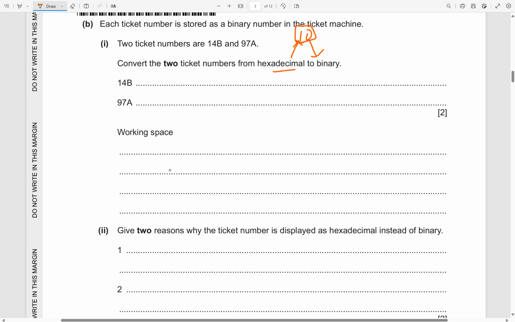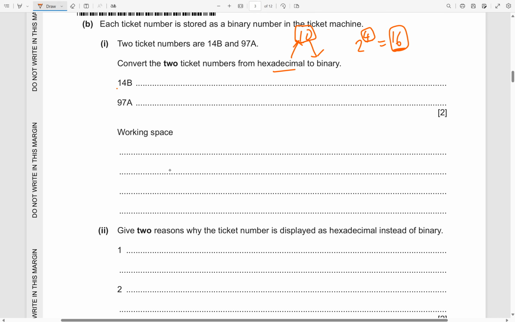Now, if we want to go from hexadecimal to binary, or vice versa, binary to hexadecimal, there's a relationship, because 2 to the power of 4 is equal to 16. So effectively what this means is, 4 bits is equal to 1 hexadecimal digit.